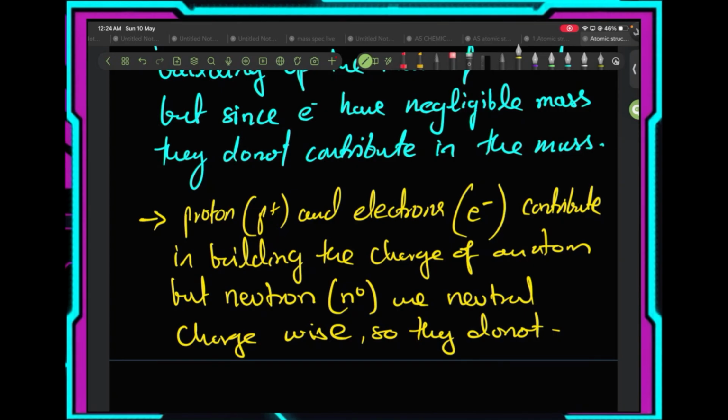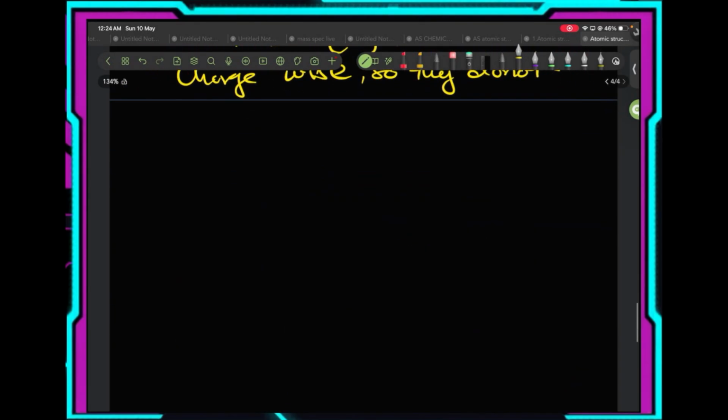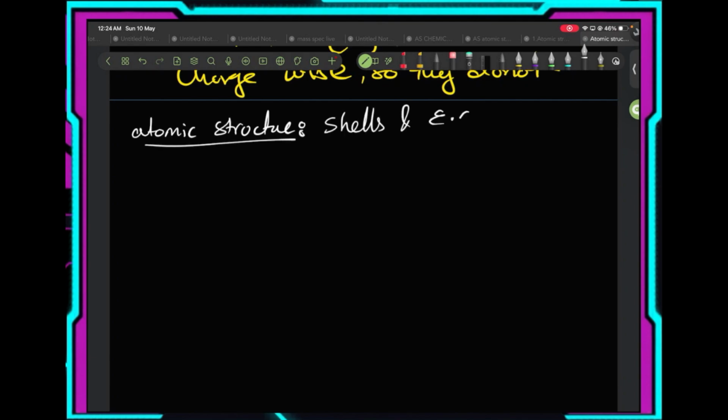Okay, so right now we're still at O levels. We're just skimming through everything we learned in O levels, and now in about two more topics we have to cover, and then we'll move on to A levels. Now let's move on to the atomic structure, and in that we have to move on to the shells and electronic configuration of O levels.